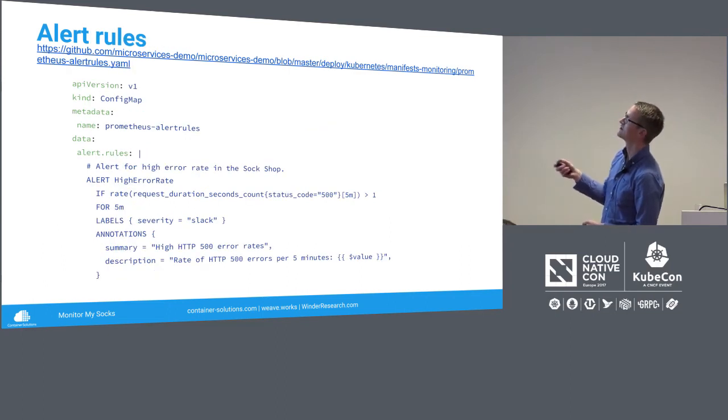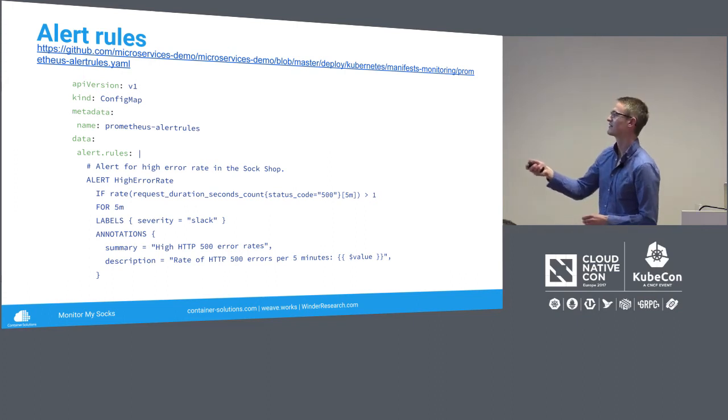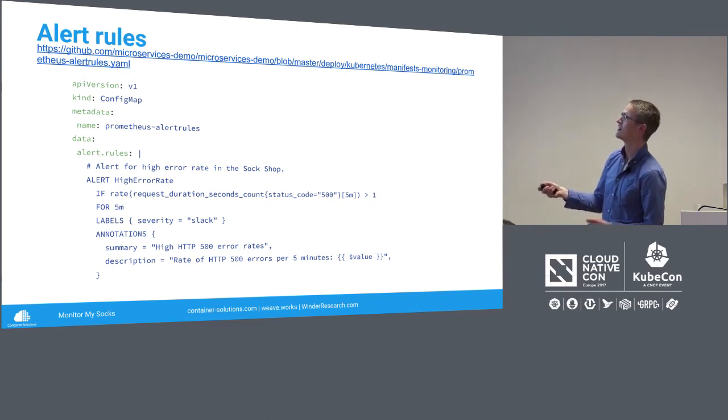You also have another config map which defines your alert rules. And in this case, this is an example alert rule for a high error rate. So if you look, that's our metric that we defined in our code.